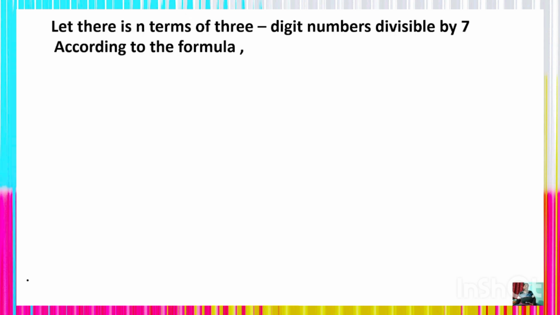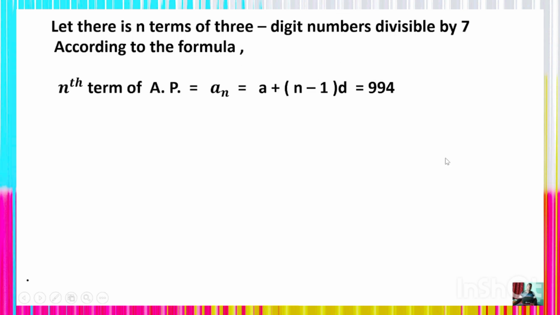Let there be n terms of the 3 digit numbers which are divisible by 7, right? So according to the formula, the nth term of the AP, which is an, is equal to a plus (n minus 1) into d, which is 994, the last term. In place of a and d, we use the values: 105 plus (n minus 1) into 7, which is 994.